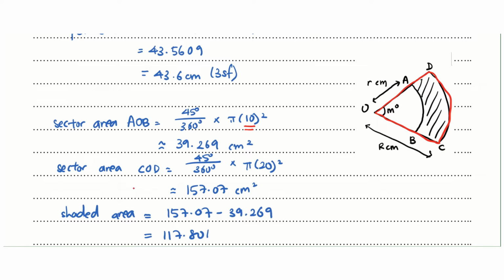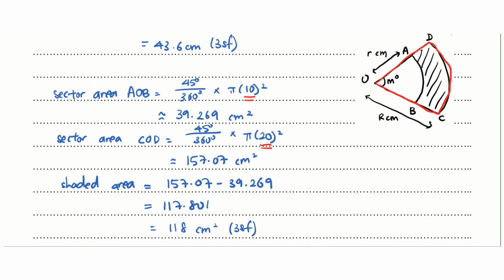Okay, then to find the sector area for COD, which is the larger one, the radius that we take will be 20. So after finding the areas that we have already, we will take the difference and we will get the shaded area to be 118 cm squared, rounded to 3 significant figures.